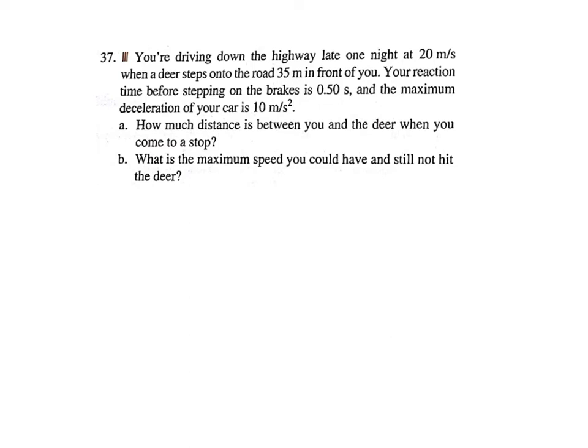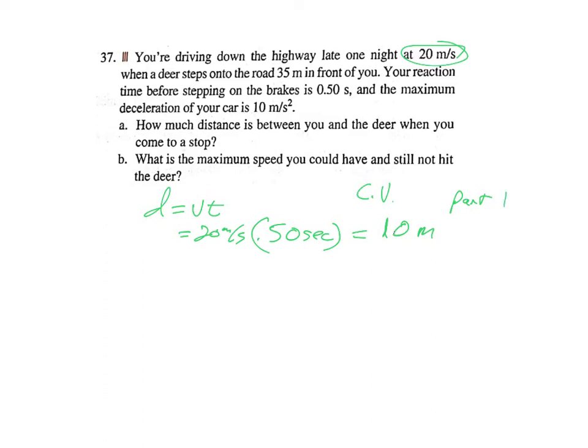Alright, I feel like we've just done one like this, and we did. So in the beginning, you're going at a constant velocity. D equals Vt. Your V is 20 meters per second, and your time is 0.5 seconds. So, gee, this looks familiar. That's a 10, believe it or not. 10 meters. 10 meters for part 1. Constant velocity, part 1, I get 10 meters.